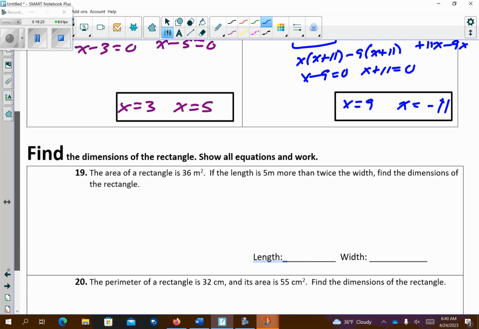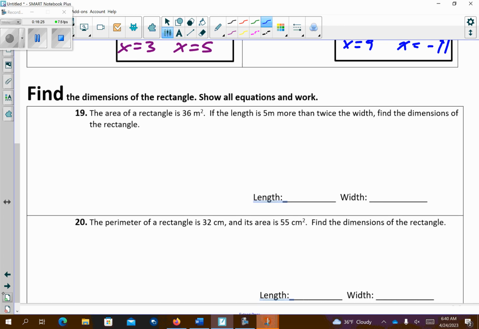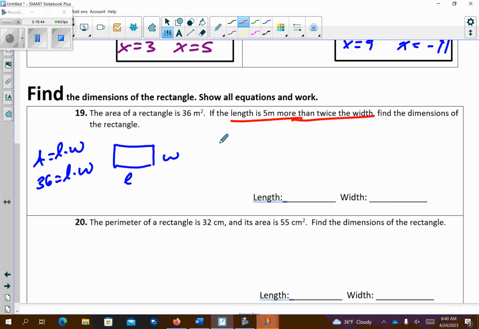All right, now we're going to get down to a couple of these word problems. Okay, so it says the area of a rectangle is 36. So a rectangle is this. I have a length, I have a width. They tell us that the area, which is length times width, is equal to 36. And then they tell us the length is 5 more than twice the width. So the length is equal to 5 more than twice the width. So let's find the dimensions.